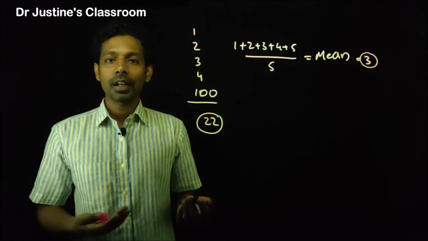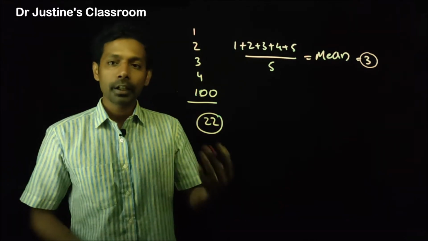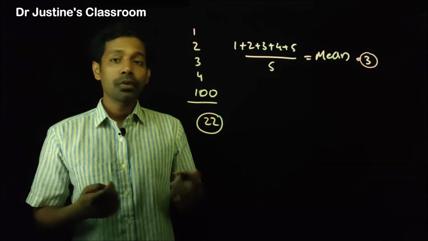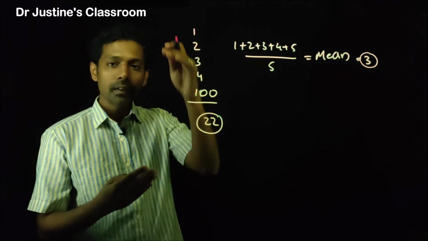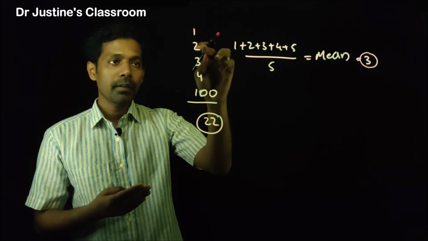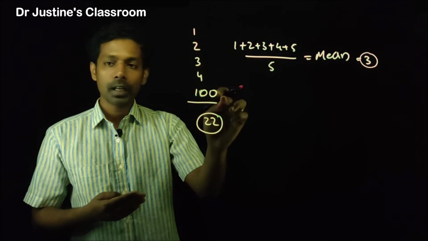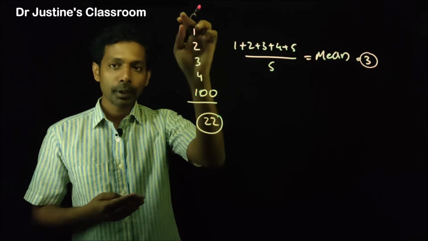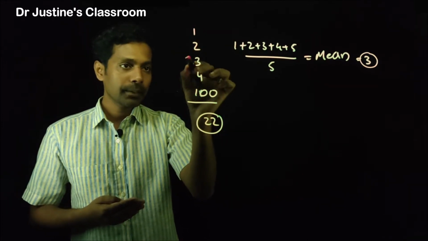So what else do I have to do? I have to look for another kind of measure of central tendency. That would be the median. So what is the median? The value which is at the center of the scores. So for example, I have 5 values here, 1, 2, 3, 4, 5, and the center position, irrespective of the scores, is 3.